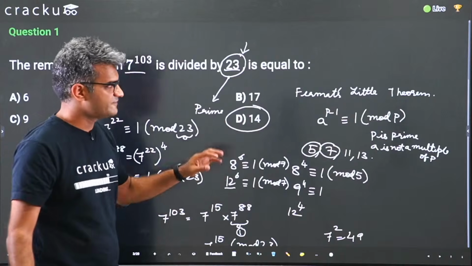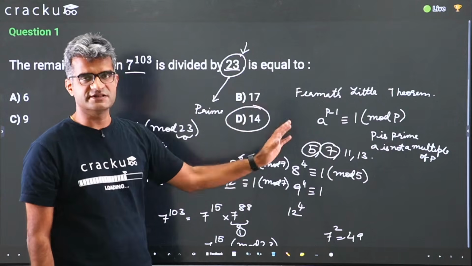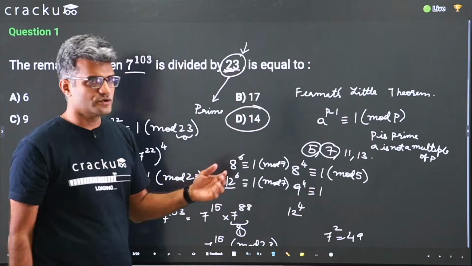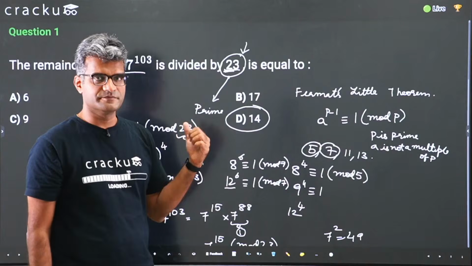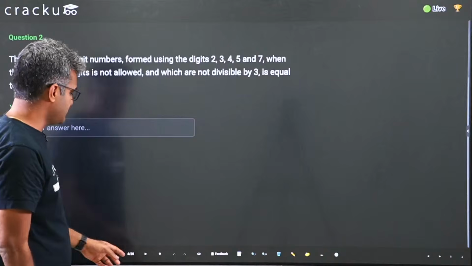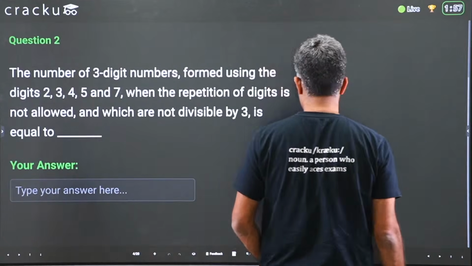From this question, if you are able to understand Fermat's little theorem, and if you are able to figure out that Fermat's little theorem has to be used whenever the divisor is a prime number, I think you are going to take something out of this particular question. Let us now look at the second question. If you got the question correct, please do let me know in the chat whatever answer you got. I will try to give you a shout out.